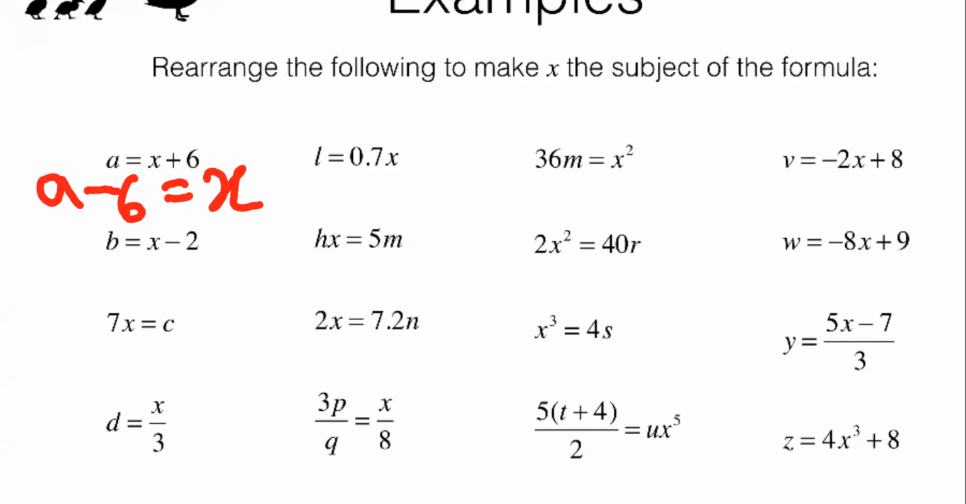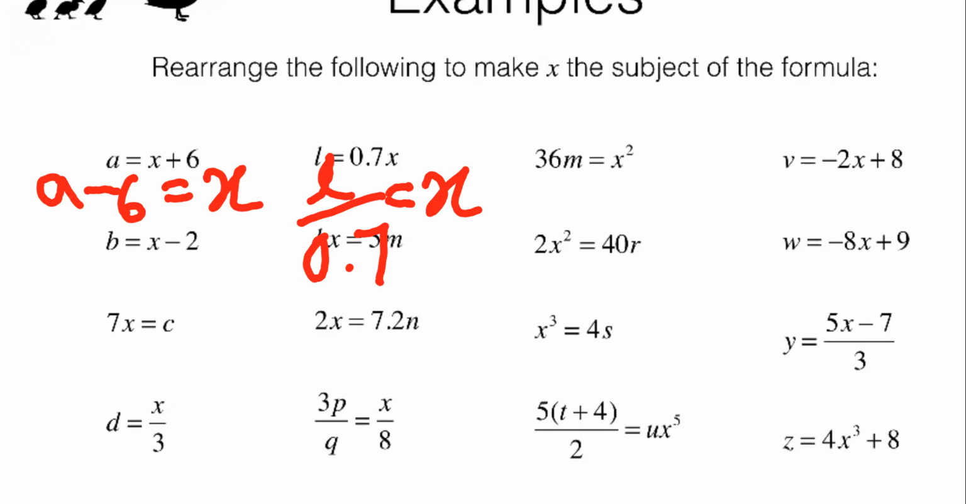Right. In this case, L equal 0.7 multiplied by x. Now this is connected through a multiplication. Then what should we do? We have to divide both sides by 0.7. Then you get x is equal to L over 0.7. If it is correct, put a tick.